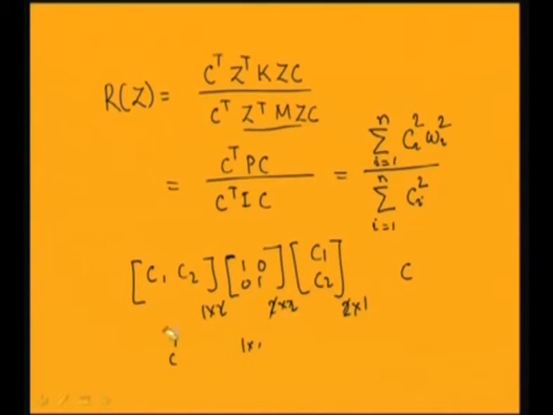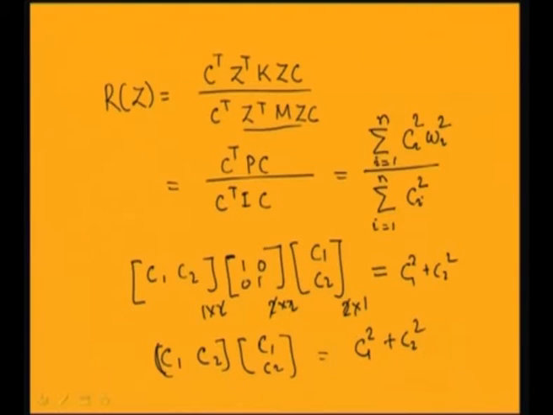So, this final expression, this multiplication, will be C1 square plus C2 square. If you multiply this, it becomes 1 row and 2 columns, C1 C2, into C1 C2. So, this will become C1 square plus C2 square. This is the lower part.